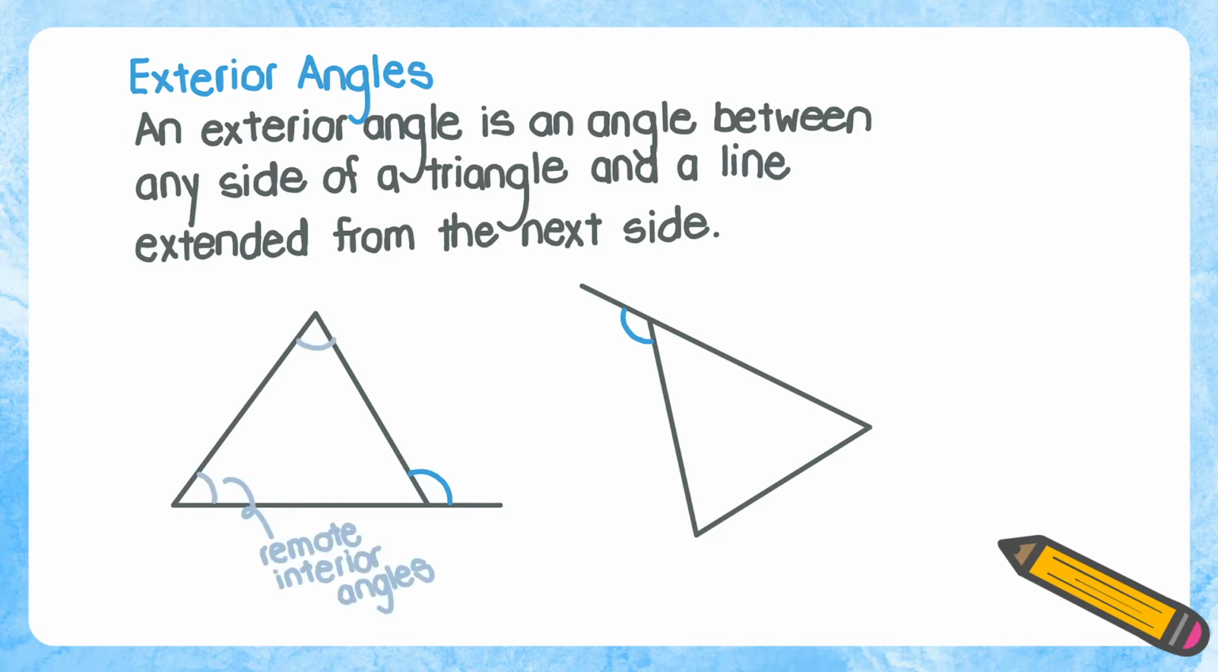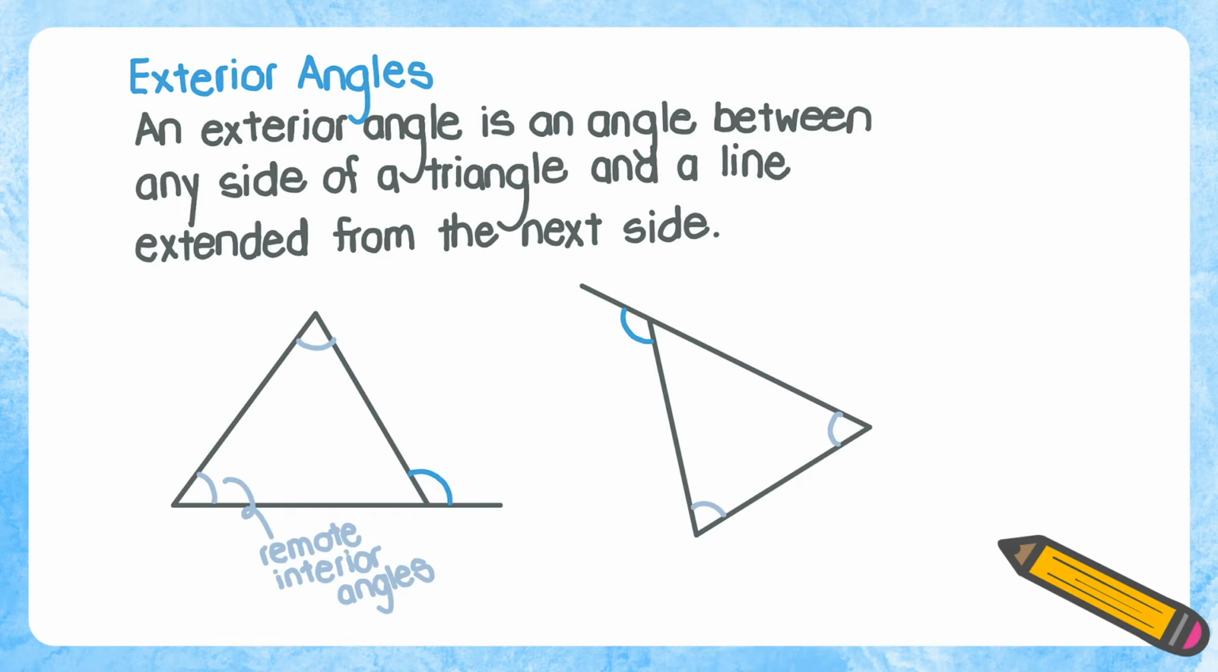And we also have these remote interior angles. The remote interior angles are the interior angles of the triangle that are not next to the exterior angle. So these are the interior angles that do not touch the exterior angle. We have two remote interior angles here. And for the second triangle, here are the two remote interior angles.